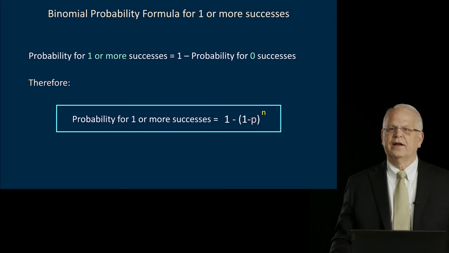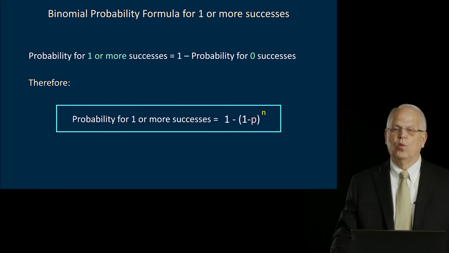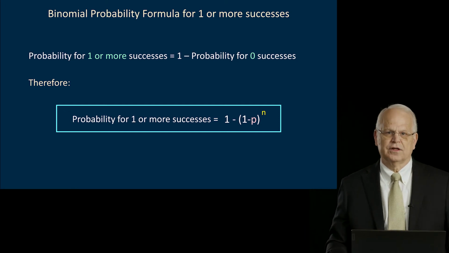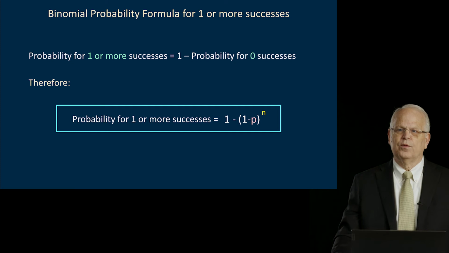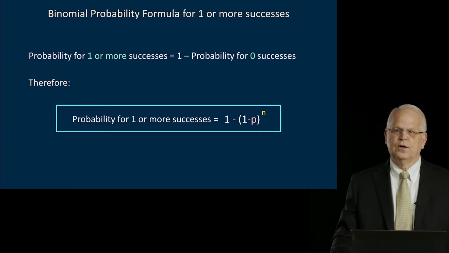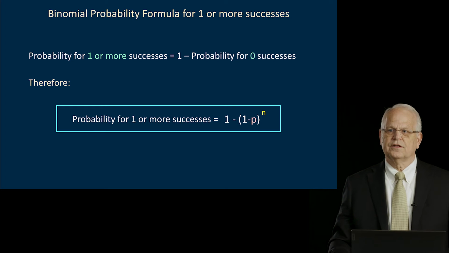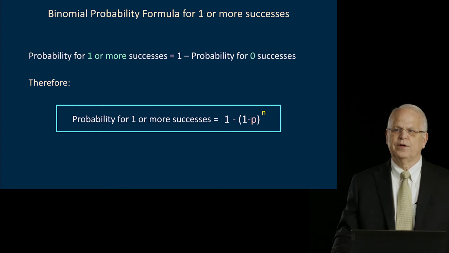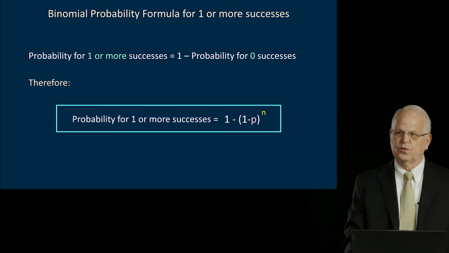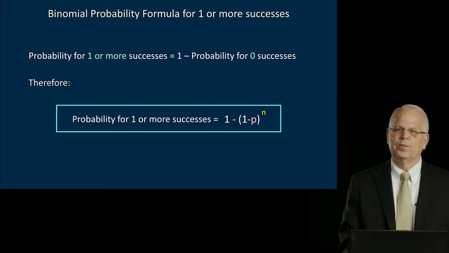So if we wanted to calculate the binomial probability for one or more successes, then all we have to do is subtract the probability for 0 successes from 1. So the probability for one or more successes is 1 minus the probability for 0 successes. And therefore we come up with the final formula which we're going to use, which is the probability for one or more successes is 1 minus p quantity raised to the n. And this is the formula you'll see in a blue box in several other slides that we use, but it is derived for the situation where we want to find out what is the probability there will be one or more successes.